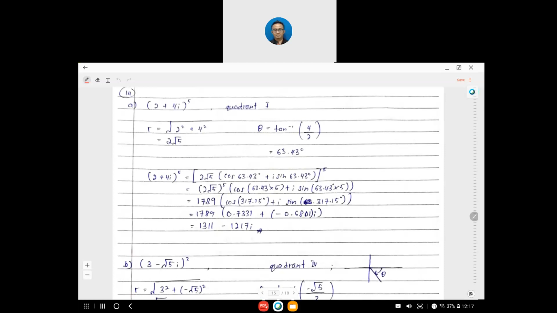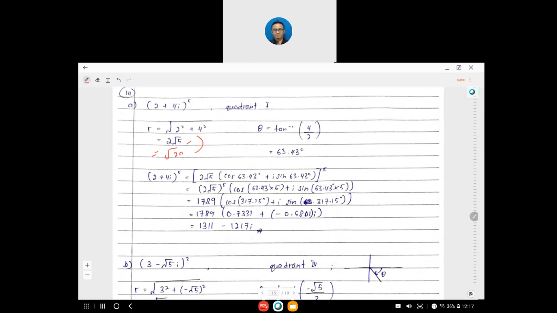So it asks for (2 plus 4i) to the power of 5. Using de Moivre theorem, you have to convert to polar form, which is easier. You can do it in polar form or exponential form. So find r. r equals square root of 5 times 2, which also equals square root of 20. Either one, you can write either one.